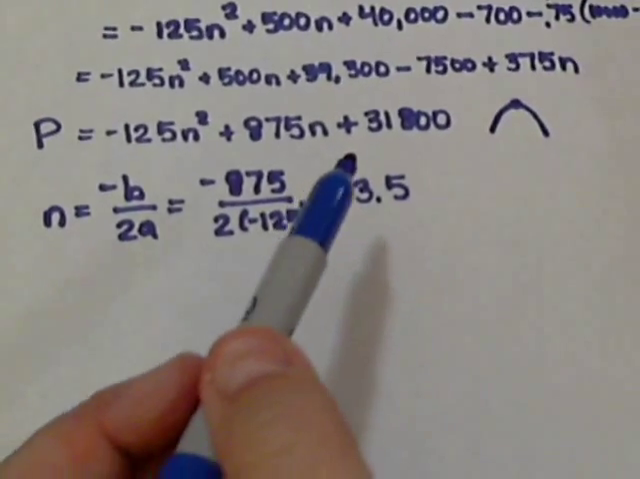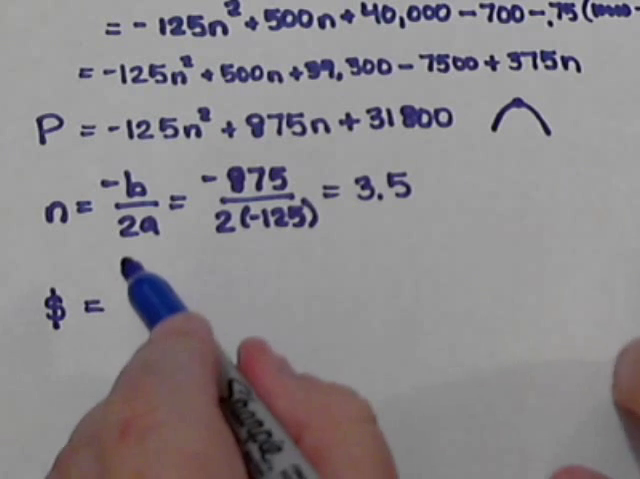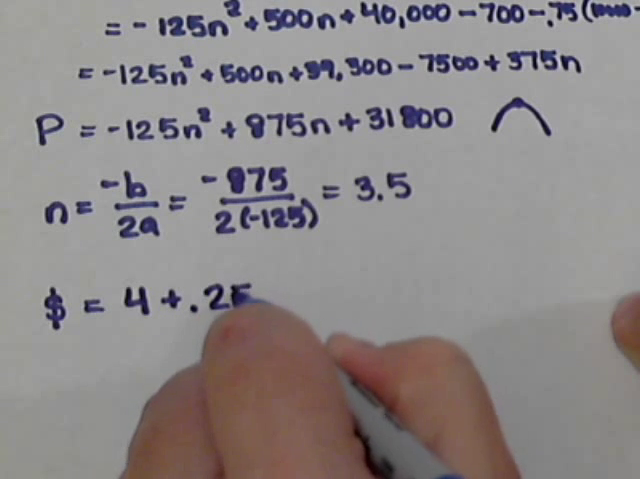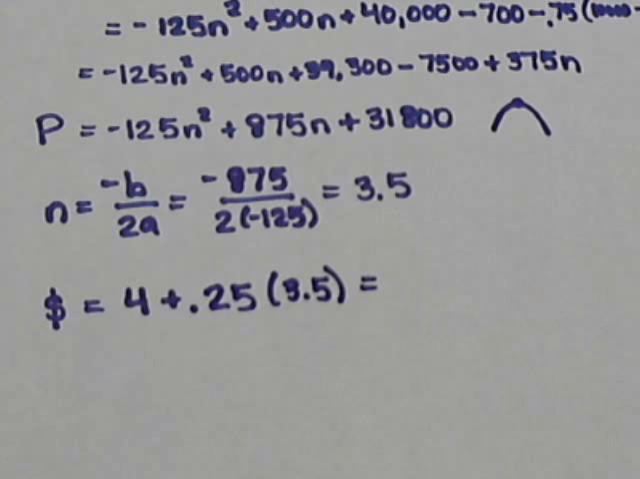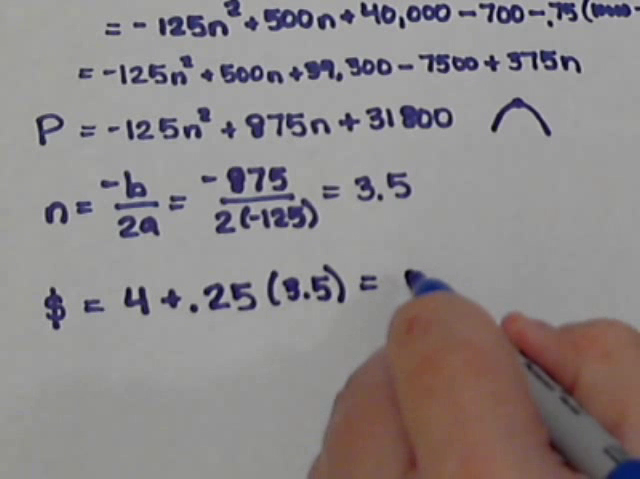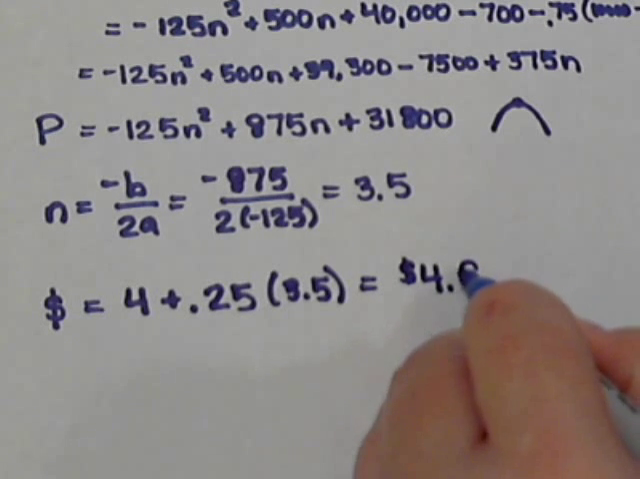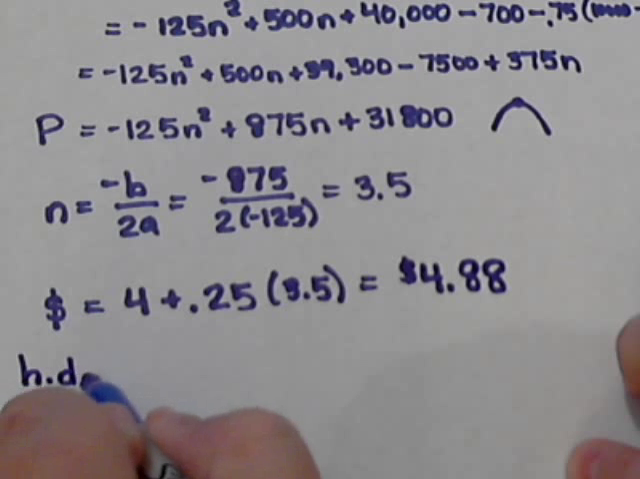So the question will be, what do we charge? Okay. Well, remember from the revenue problem, our price formula was 4 plus 0.25 n, so with n equal to 3.5, this gives us a price of 4.875. Since we're talking about money, we will round this up. So to maximize the profit, we need to charge $4.88 for a hot dog, which was a little more than our revenue problem was.